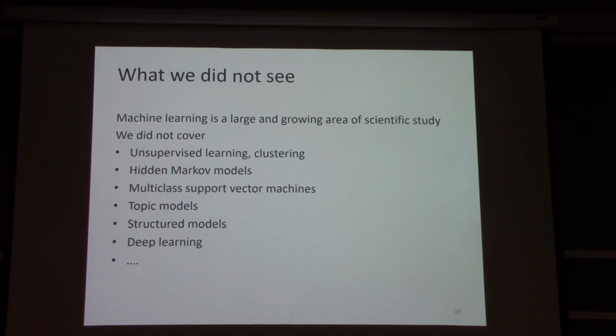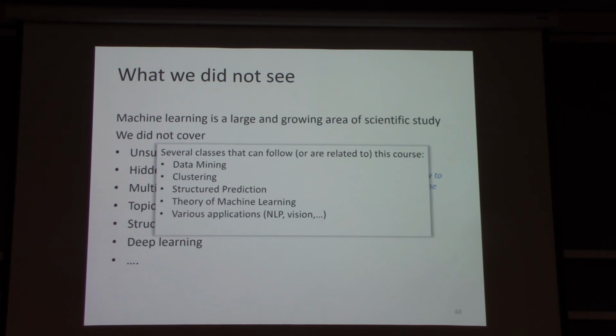We did not cover a lot of things. We did not talk about unsupervised learning, clustering, hidden Markov models, or sequence prediction, multi-class classification, topic models, structured prediction, deep learning, and many more things. What we did see was the foundations of how to think about machine learning. And my hope is, based on this new way of thinking, you can pick these things up more easily.